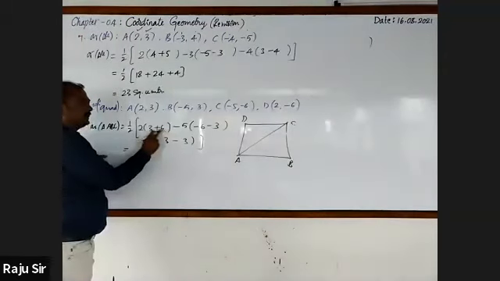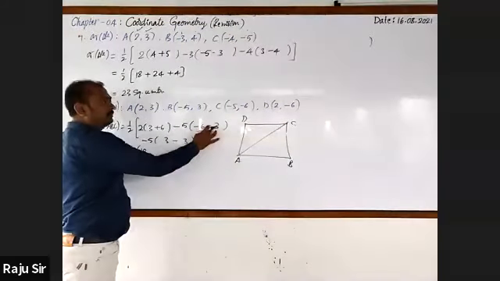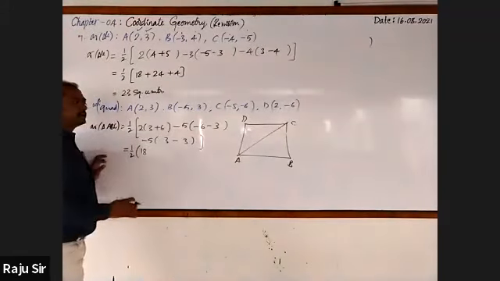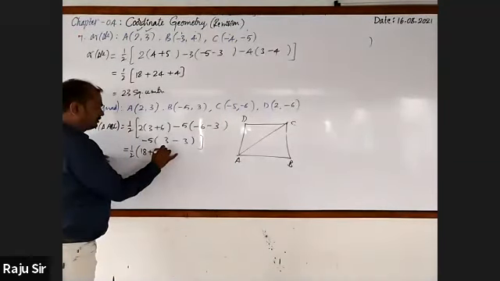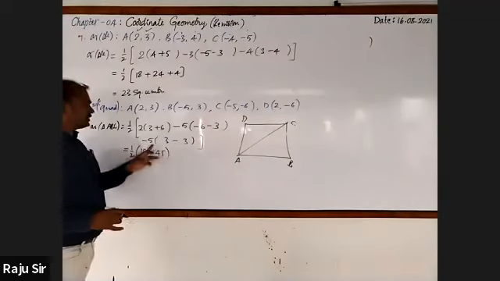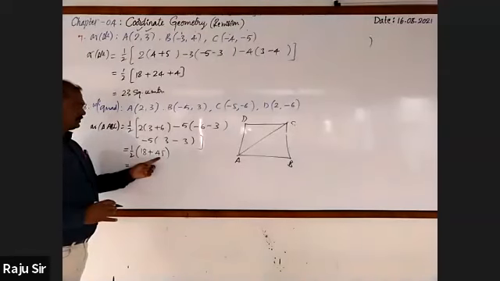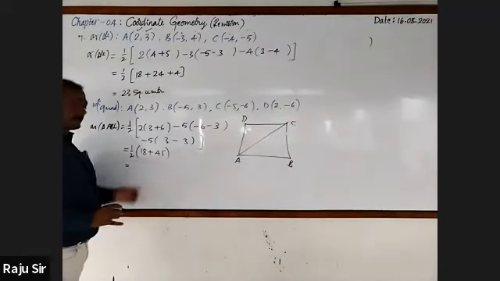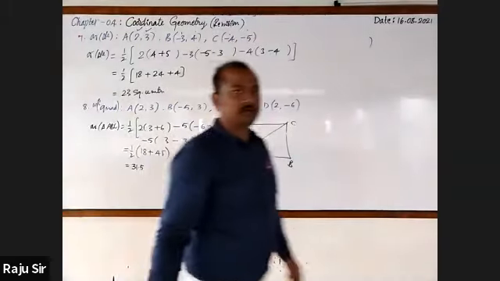3 plus 6 is 9, 9 2s are 18. Minus 6 minus 3 minus 9 into minus 5 plus 45. Here 3 minus 3 is 0, 0 into 5 is 0. It's equal to 45, 55, 60, 63 by 2, sir. 63 by 2, 31.5 square meter.